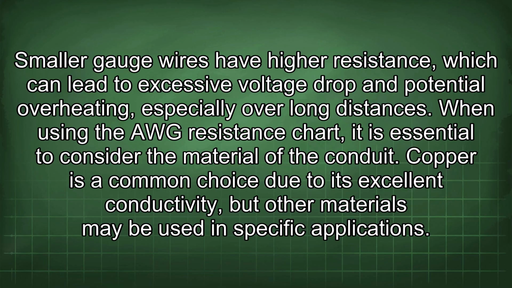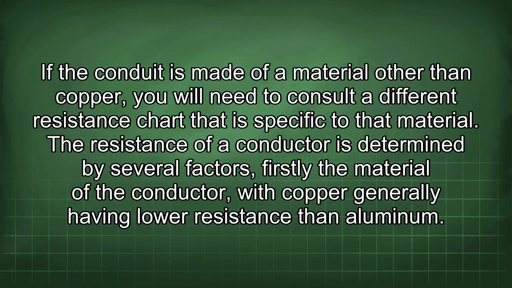When using the AWG resistance chart, it is essential to consider the material of the conduit. Copper is a common choice due to its excellent conductivity, but other materials may be used in specific applications. If the conduit is made of a material other than copper, you will need to consult a different resistance chart that is specific to the material.